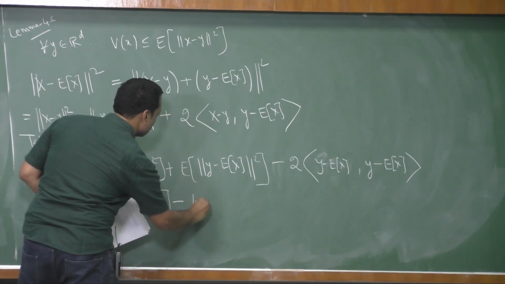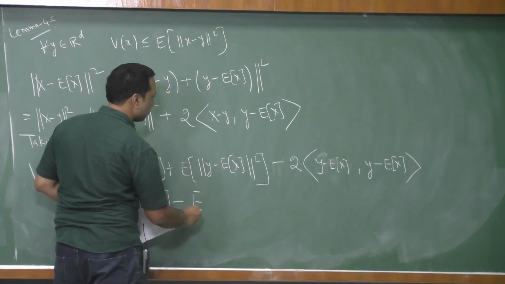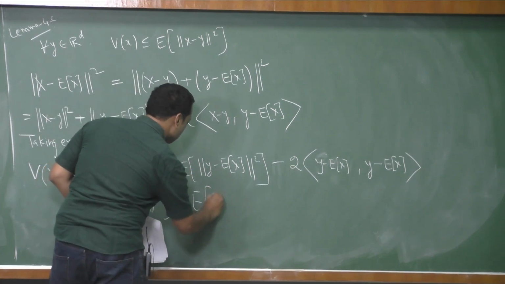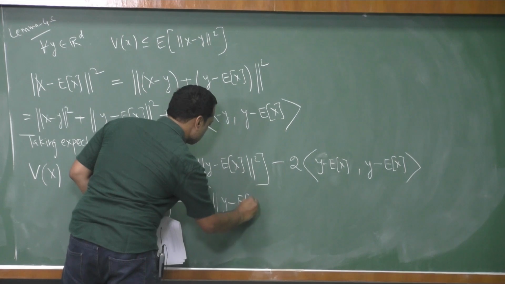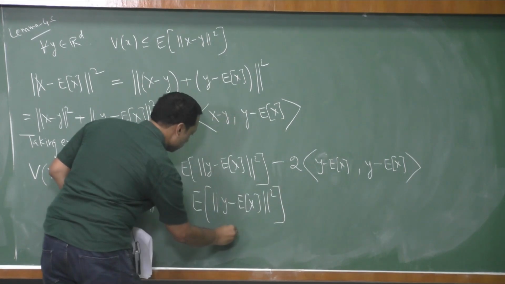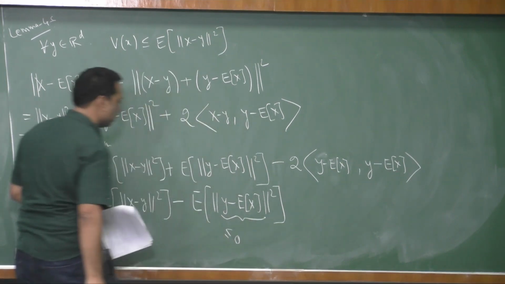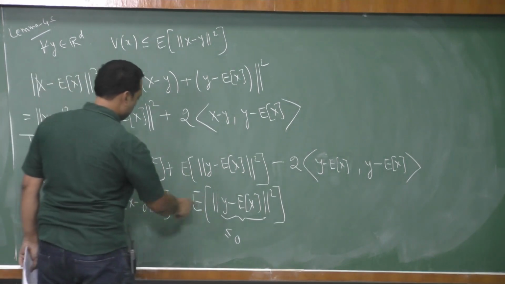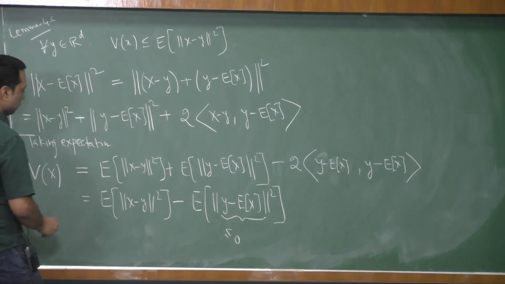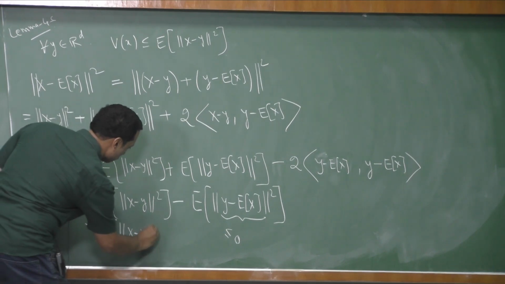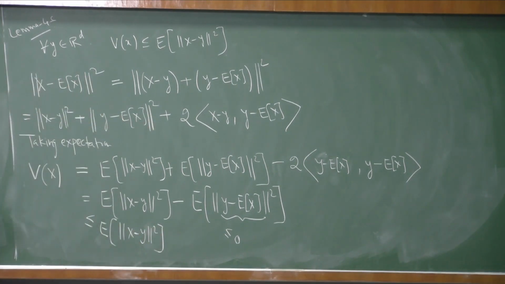So this is minus expectation of something positive. In the notes it's given as minus 2, which seems wrong. Now this guy is less than or equal to 0 because it's an expectation of a positive quantity. So the average of a positive quantity will remain positive, so this term is necessarily negative. So the variance must be less than or equal to expectation of norm x minus y squared, which is what we wanted to prove.